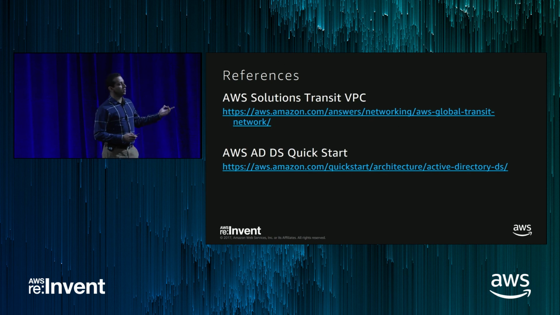Finally, we want to give you some links that we have used in this presentation. So the Transit VPC solution that allows you to build a mesh of VPNs to connect multiple regions. We also have the AD Quick Start link that Lou used to deploy everything today.